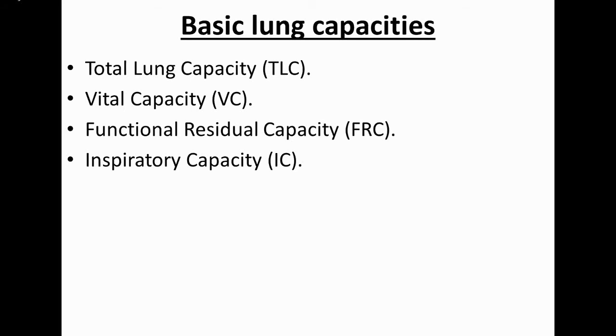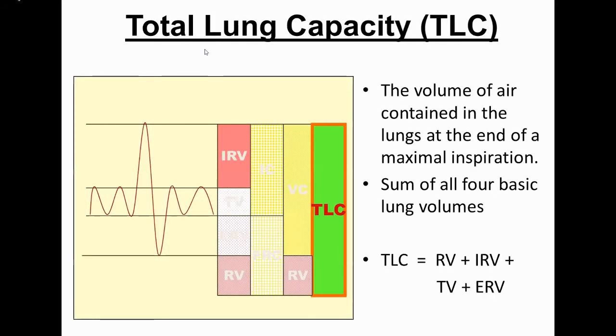So in capacities, we will see how much amount the lungs are capable of taking in: the total lung capacity, the vital capacity, the functional residual capacity, and the inspiratory capacity. By studying the total lung capacity, as the name denotes, it is the amount of volume which has been added by the different volumes, isn't it? That is the volume of air contained in the lungs at the end of the maximal inspiration.